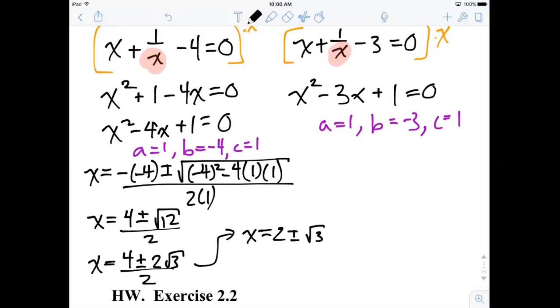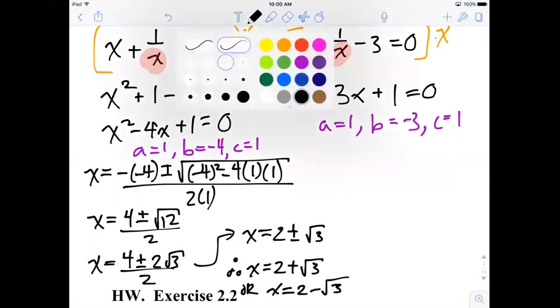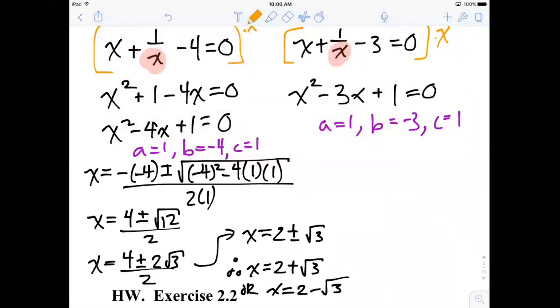Now remember, that's not just one solution. I've actually found 2 solutions, because that means, and I'll maybe just write this separately, therefore, that could mean x equals 2 plus root 3, or x equals 2 minus root 3. Both of those solutions are valid. Now we just need to do essentially the same thing, but with the other branch.